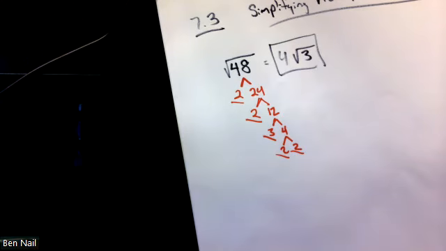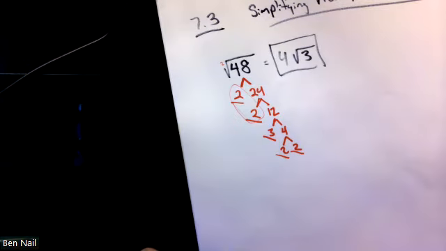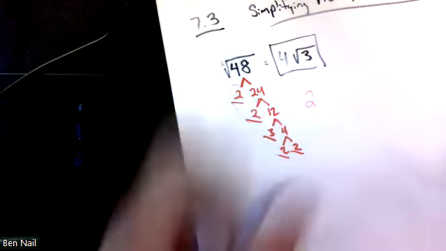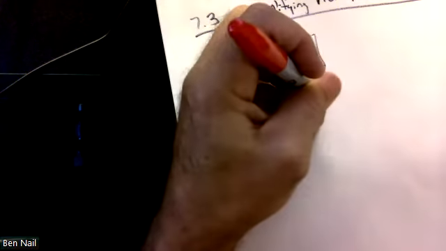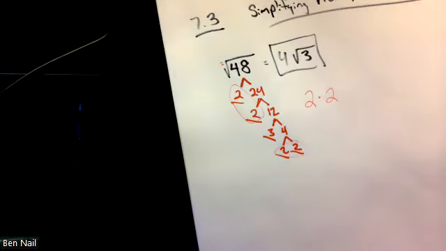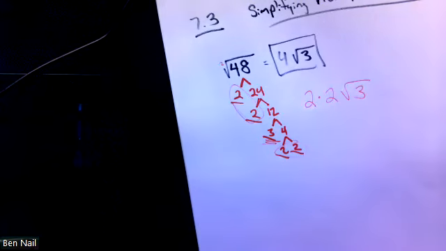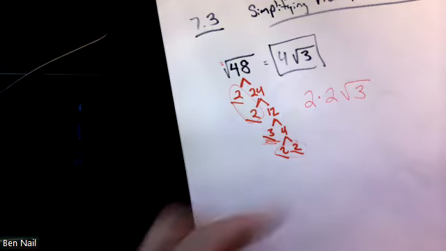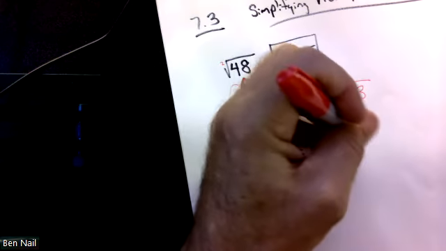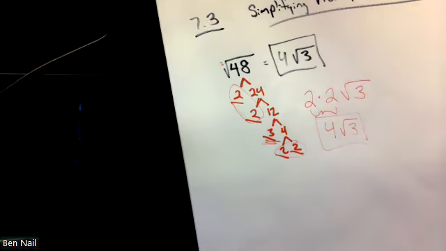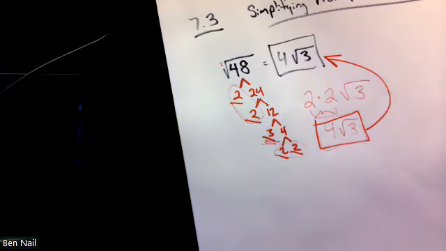Okay, so when we get to our prime numbers, what we're looking for with a square root is pairs. If I have a pair of numbers, that goes outside. Here I have another pair of numbers. That also goes outside. And then any number that does not have a pair stays inside of the radical. So obviously, if you have multiple numbers, we can multiply them together. 2 times 2 is 4. So the simplified form of square root of 48 is 4 square roots of 3, just like I said.